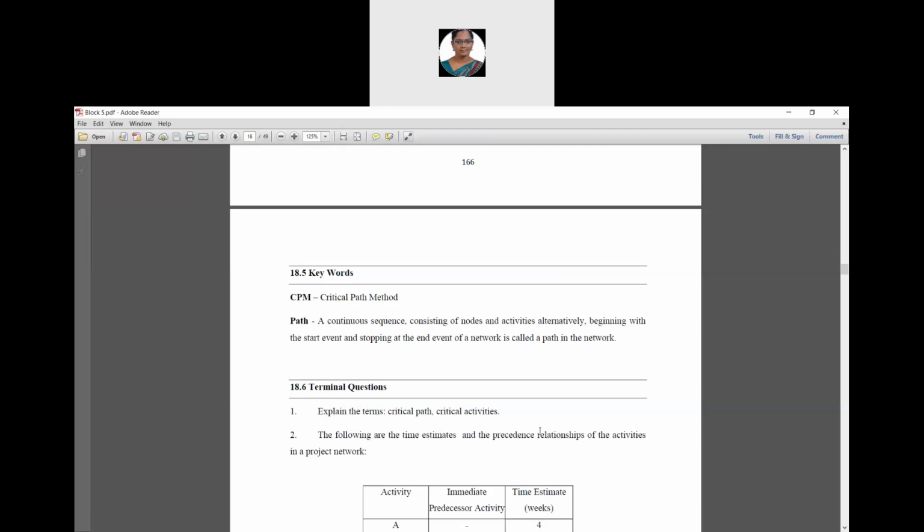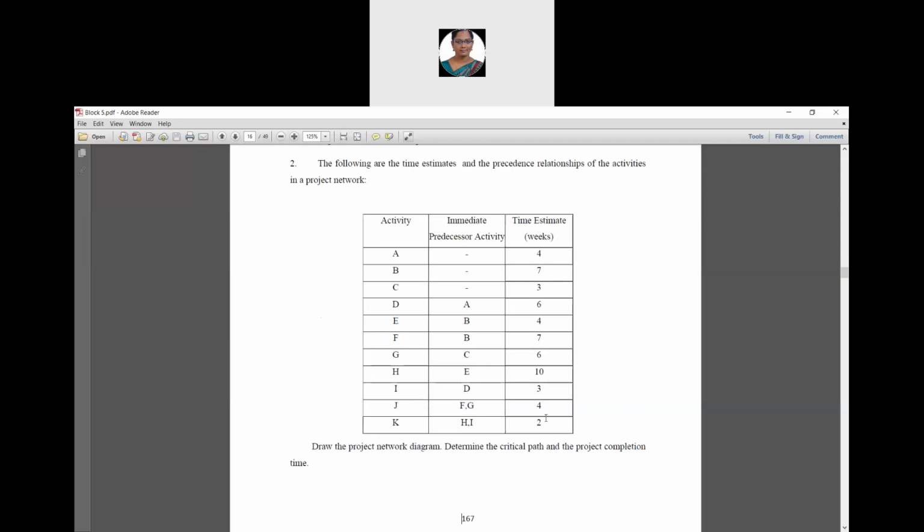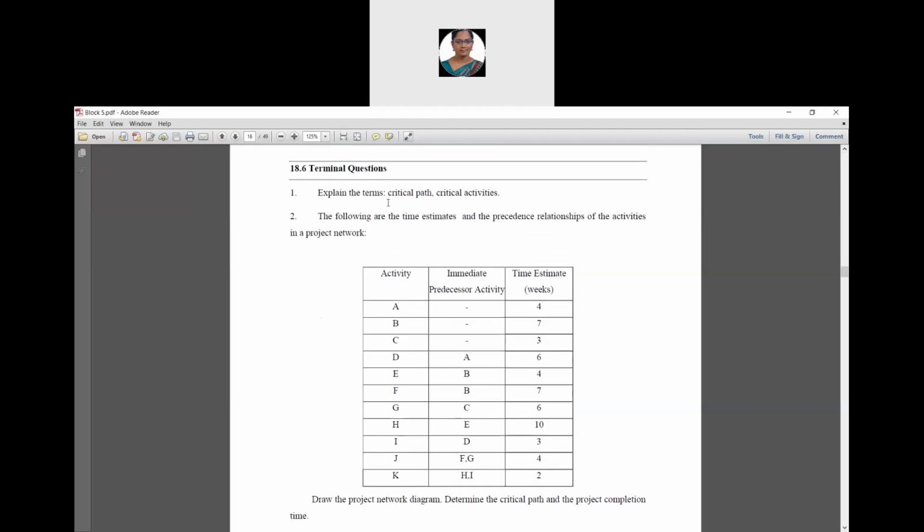Hereafter we have given some terminal questions for you. First, explain the terms critical path and critical activities. And the second problem: the following are the time estimates and precedence relationships of the activities in a project network. Using these given data, draw a project network diagram and also find the critical path and the project completion time.